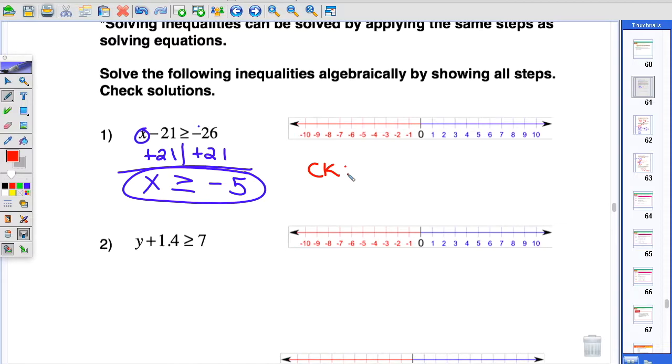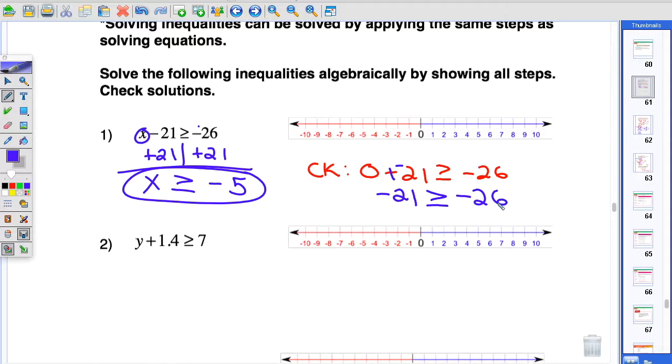pick a number greater than negative 5. Don't pick equal to it. Any number greater than negative 5, and a nice easy one to always use would be 0. 0 is greater than negative 5. So 0 minus 21 greater than or equal to negative 26. Well, 0 minus 21, or we can change it to adding the opposite, 0 plus a negative 21 is negative 21. Is negative 21 greater than or equal to negative 26? It is greater than because it's closer to 0. So x greater than or equal to negative 5 is your solution.